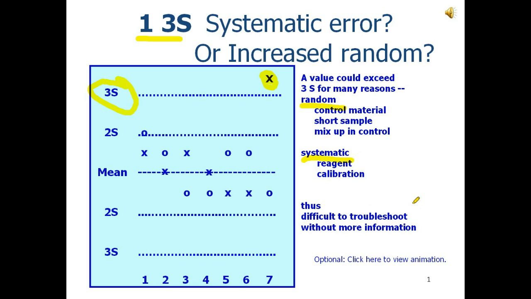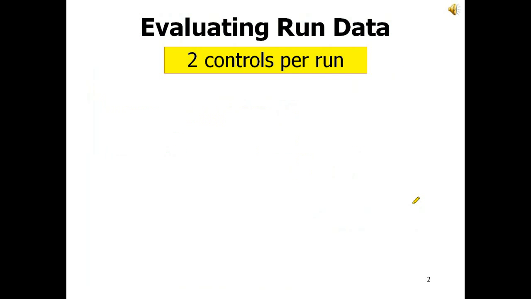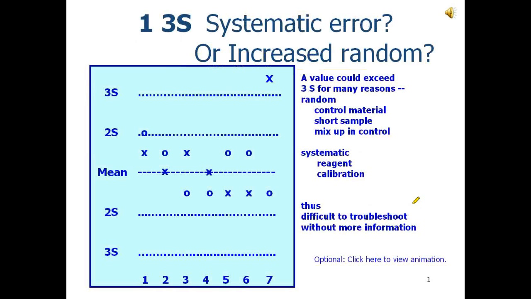It's not the end of what we're going to talk about, because, like I said, it doesn't differentiate systematic from increased random error. Now, we're not going to talk about troubleshooting today using the rules. We'll come back to that later. So what you have to do with the 1-3S is decide whether it's random or systematic, and like I said, we won't go into that today. But, like the slide says, look down at the bottom, it's difficult to troubleshoot without more information.